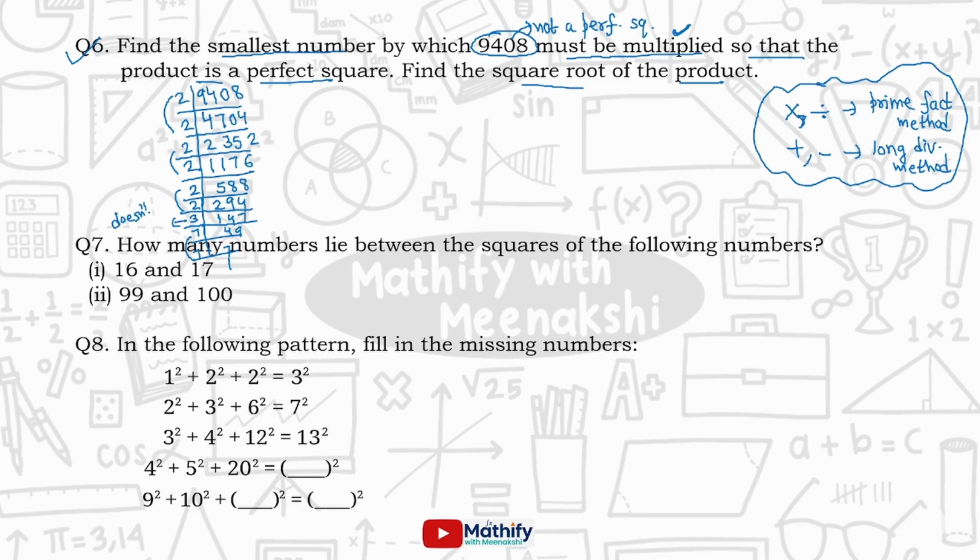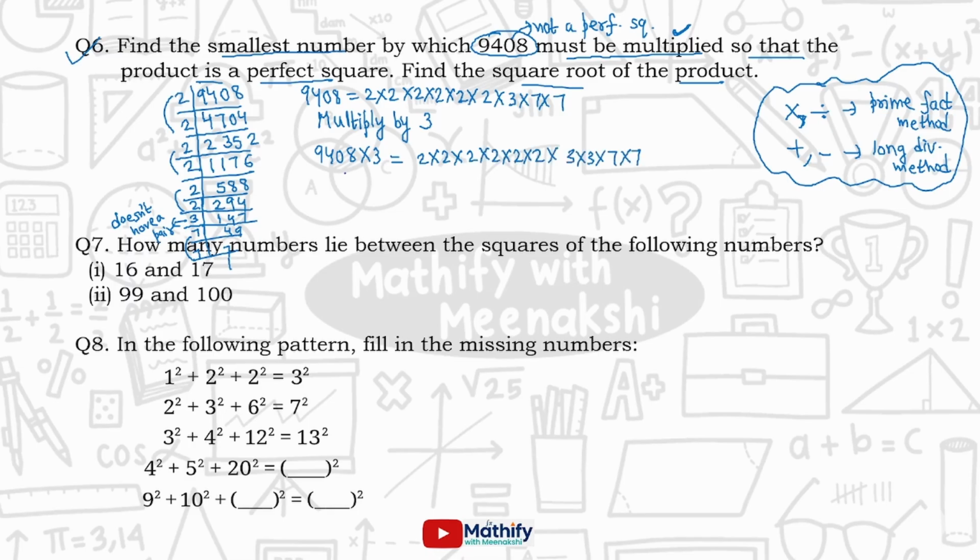So they are saying by which number you will multiply to make it a perfect square, you will multiply by 3. But you have to multiply by 3 on both sides. As you know, your number 9408 can be written as 2 into 2 into 2 into 2 into 2 into 2 into 3 into 7 into 7. So you will multiply by 3 on both sides. 9408 into 3, and in the prime factorization you will multiply by 3.